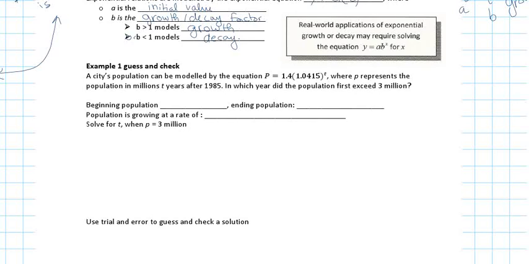Okay, so here's an example. A city's population can be modeled by the equation P equals 1.4 times 1.0415 to the power of T, where P represents the population in millions, T years after 1985. In which year did the population first exceed 3 million?